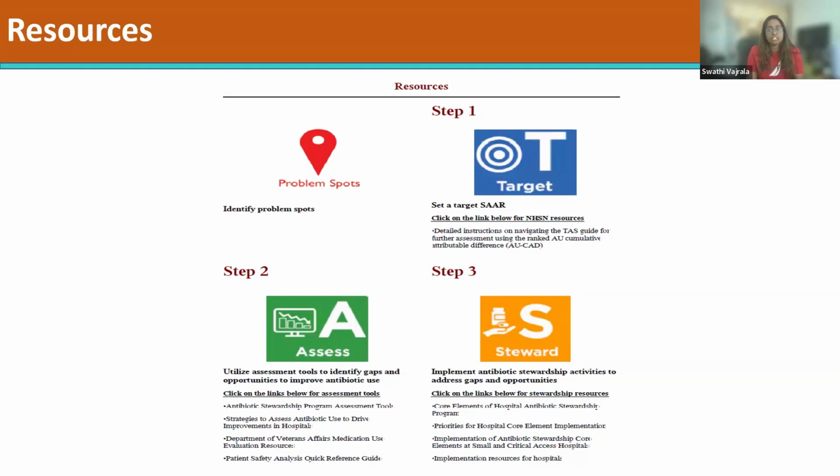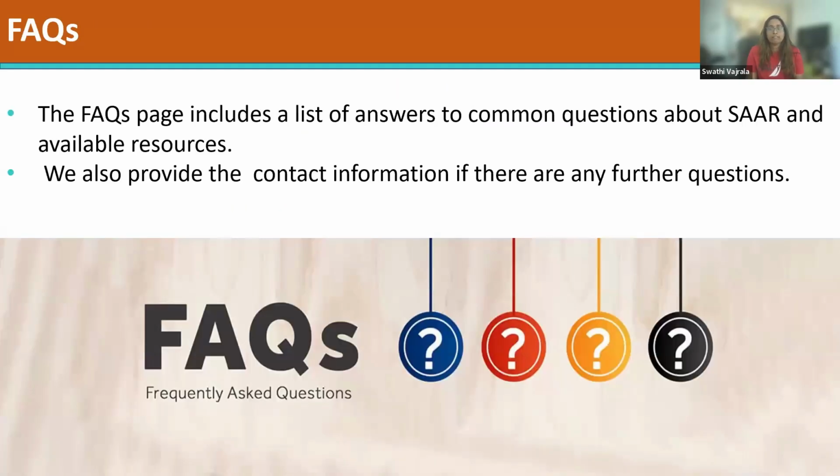And step 3 is stewardship implementation. Implement antimicrobial stewardship activities to address the gaps and opportunities to improve antibiotic use. Facilities, click on all the links that are listed below on each resource to know more information regarding the tasks. And also we have included an FAQ page in the list to answer common questions about the SAR and the available resources. We also provided the contact information. If you have any questions related to the SAR report or any data you might have, you can reach out to us for further inquiries.